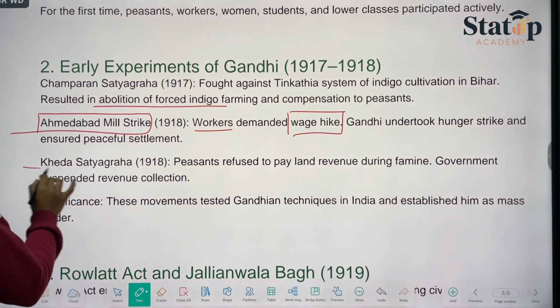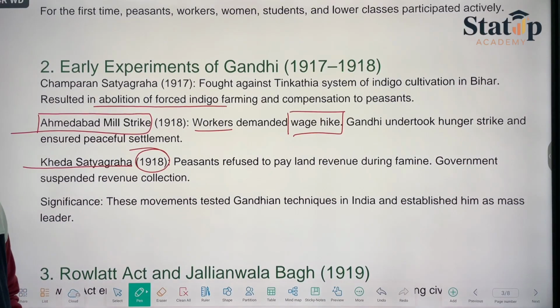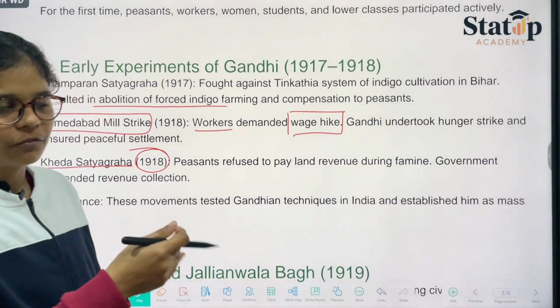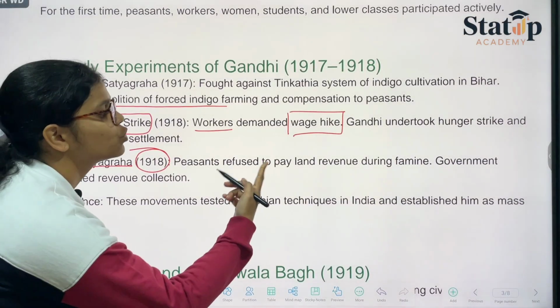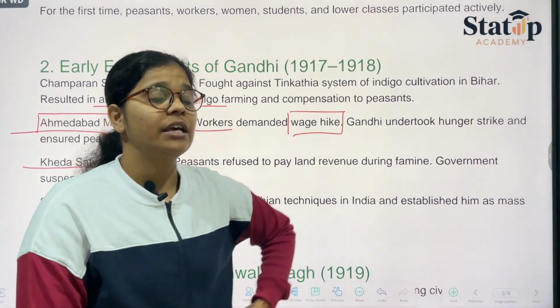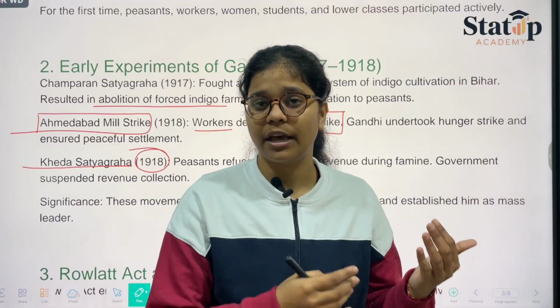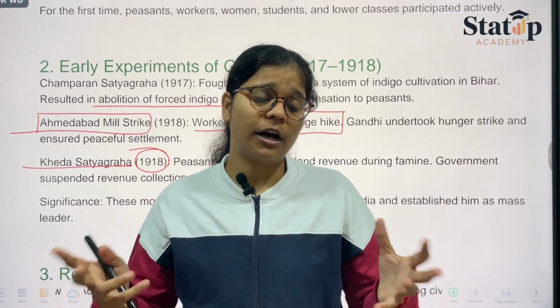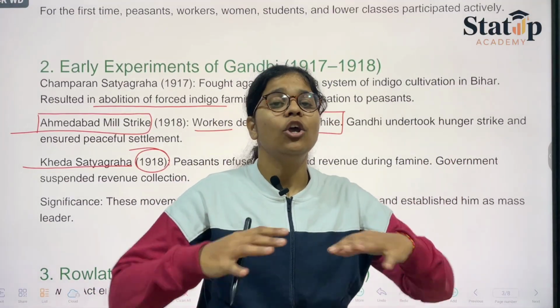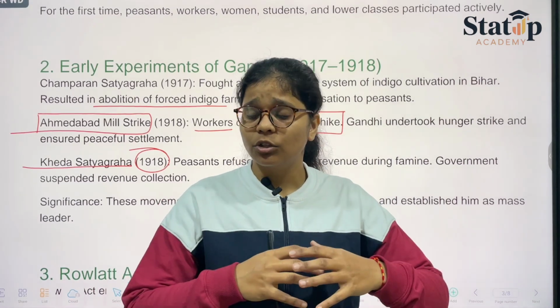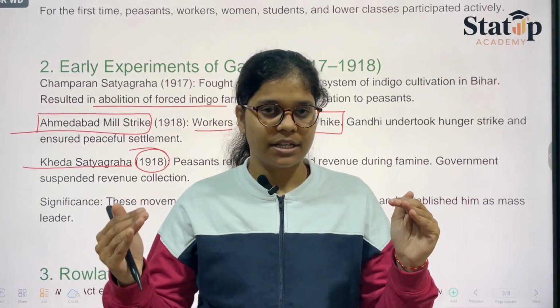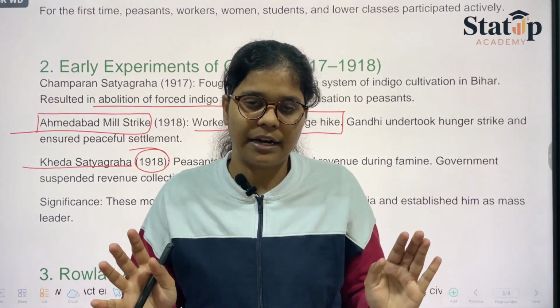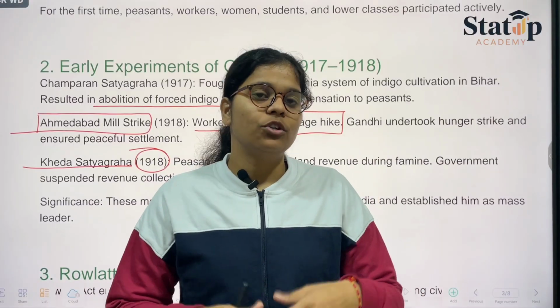Then we have the Kheda Satyagraha, which again happened in 1918. So the 1918 movements had started, but 1919 is quite important. Before coming to that, let's study the Kheda Satyagraha. Kheda refers to peasants refusing to pay land revenue during famine. Famine means there would be conditions where hunger would be there, drought would be there, nothing would be available to eat or drink, nothing to survive on. At that stage of life, the peasants said that we will not be able to pay the land revenue when we are not able to survive. So how can one pay?